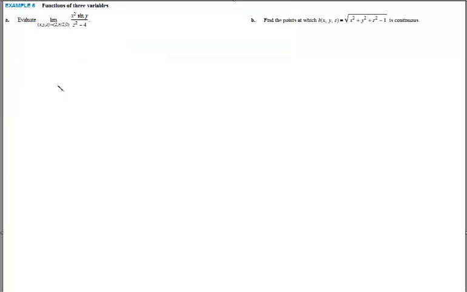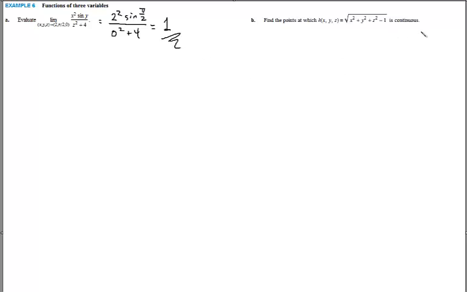Got another limit to do. I believe I can do direct substitution on this, and there's my x, my y, my z. It's 2 squared sine pi over 2 all over z, which is 0 squared plus 4. Sine of pi over 2 is 1, so this is just going to be 4 over 4, which is 1. Okay, all done with that one.